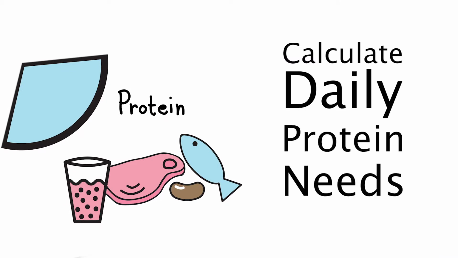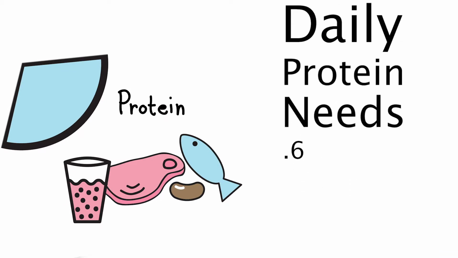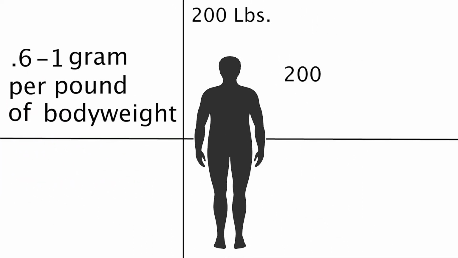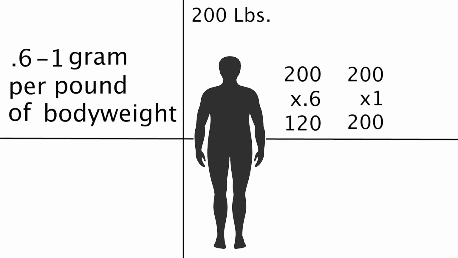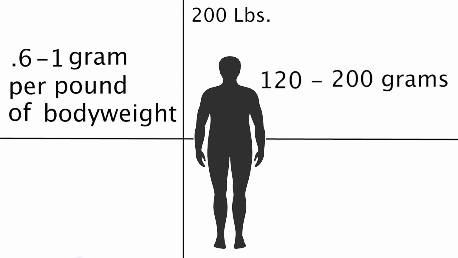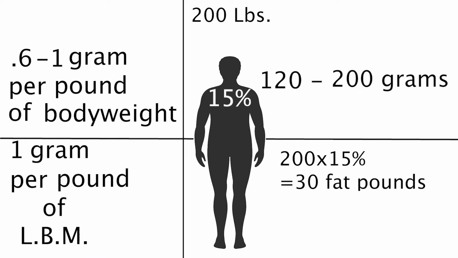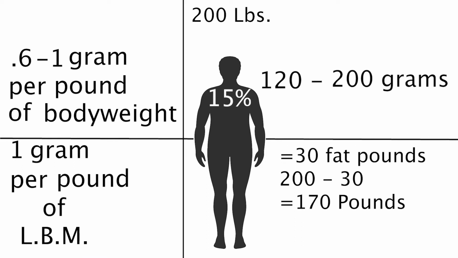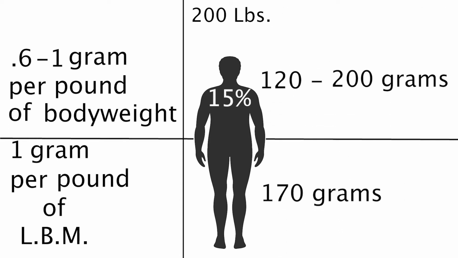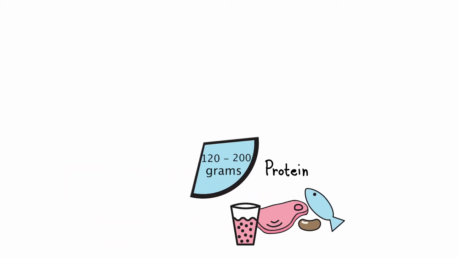Calculate daily protein needs using recommended ranges of 0.6 to 1 gram per pound of body weight or 1 gram per pound of lean body mass if you have a body fat percentage. The upper end of this range is appropriate for trained individuals following a calorie-restricted diet with high levels of activity.